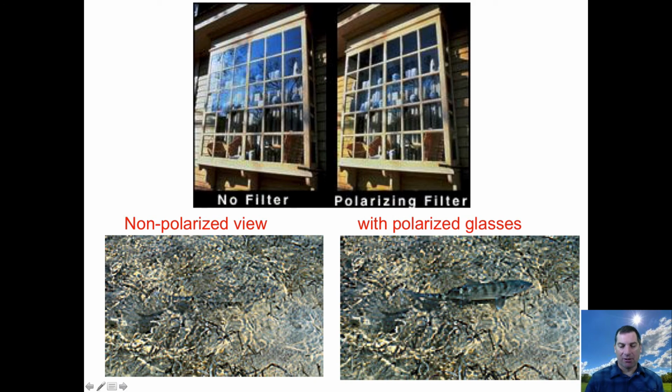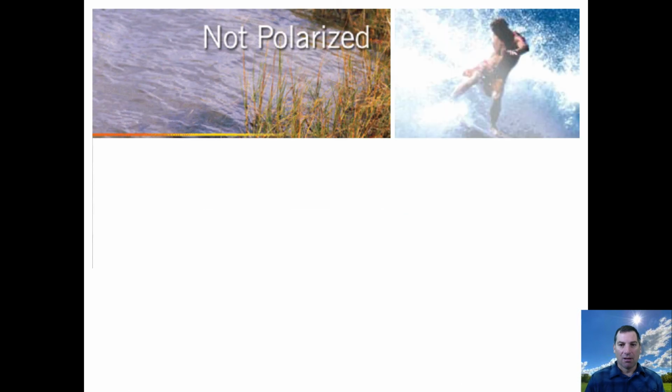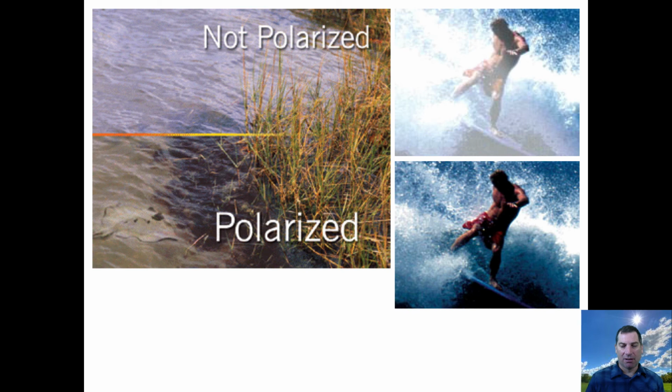So like I said, in fishing, you can see the fish in the bottom of the pond or stream or wherever you're fishing. And then in automobiles, it takes out the glare off the road, it takes out the glare off the windshield, and it helps your eyes get less fatigued. So non-polarized, very fuzzy, hazy, and then polarized, it clears it right up.